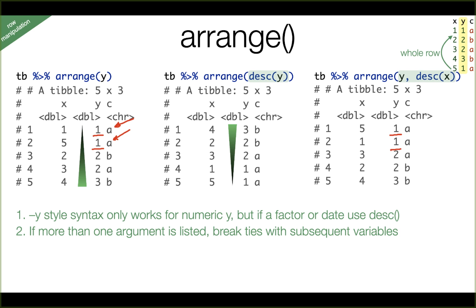If you wanted to sort the rows within the ties, here the ties, of course, Y equals 1, that's when you put other arguments after the original variable you want to sort by.